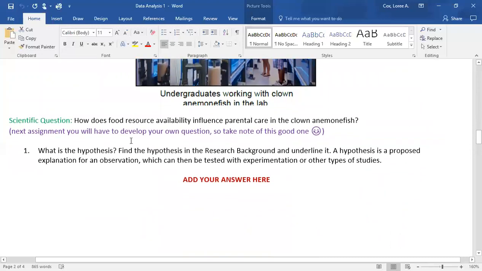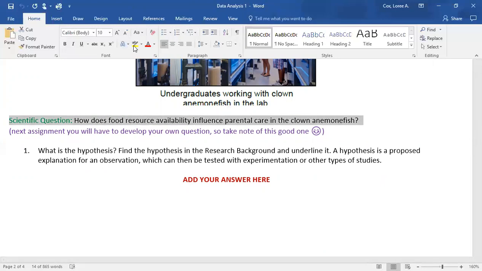Now, for each of these, this is super important, you are going to see a scientific question. So her scientific question was, and they're going to give it to you, how does food resource availability influence parental care in clownfish? All of your information, your claims, and everything should be coming back to this scientific question.